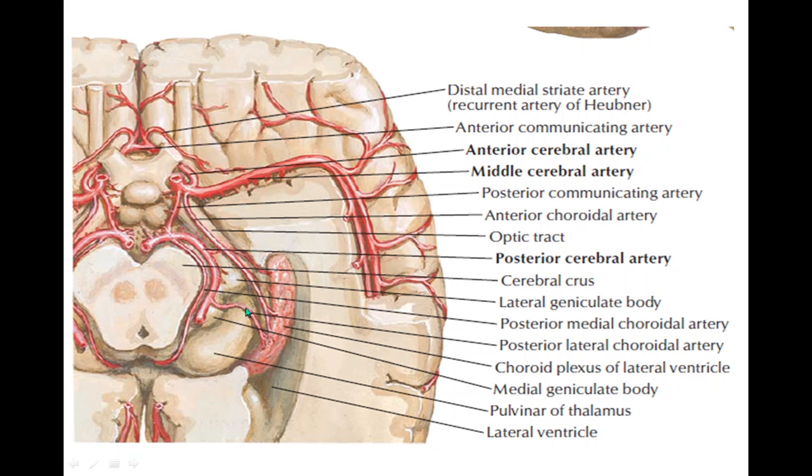This is the picture showing you the choroid plexus within the inferior horn of the lateral ventricle, which is formed by the anterior choroidal artery, a branch from the internal carotid artery. As I explained, the anterior choroid plexus is supplied from the vessels of the carotid system, whereas the posterior choroidal artery is from the vertebrobasilar system, which forms the choroid plexus in the third ventricle.